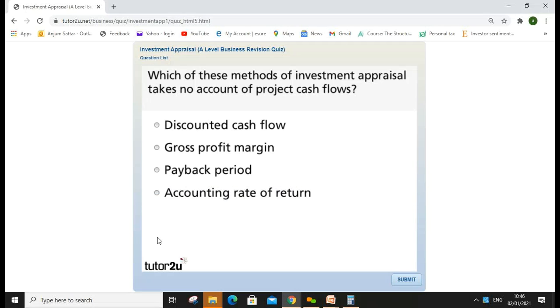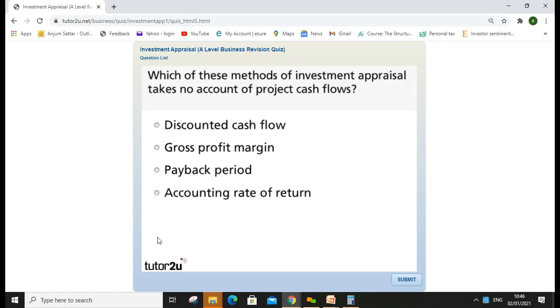Okay, next. Which method of investment appraisal does not take account of projected cash flow? They're not looking at the cash, they're only looking at the return. NPV, of course, we look at the inflows and outflows. Payback, we look at inflows and outflows. Between these two, gross profit and ARR, which does not consider the cash, only considers the profit? Which one do you think? A, B, C, or D?